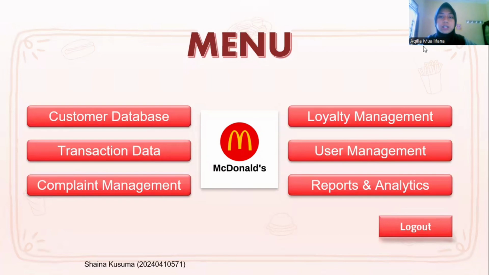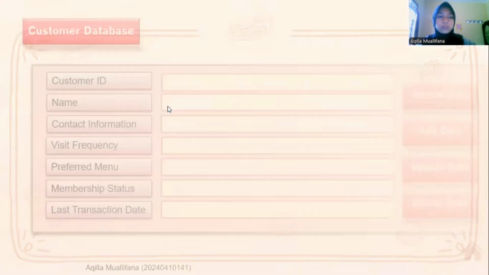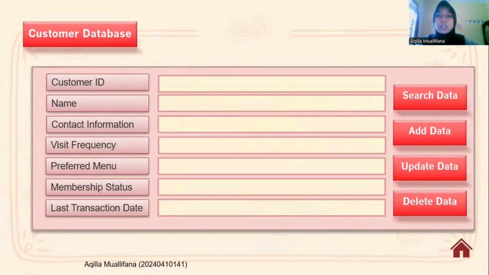After a successful login, users are directed to the menu. Starting from the customer database, the first menu. In this section, the system is used to input and manage customer data. The data entered includes customer ID, name, contact information, visit frequency, favorite menu, membership status, and last transaction date.